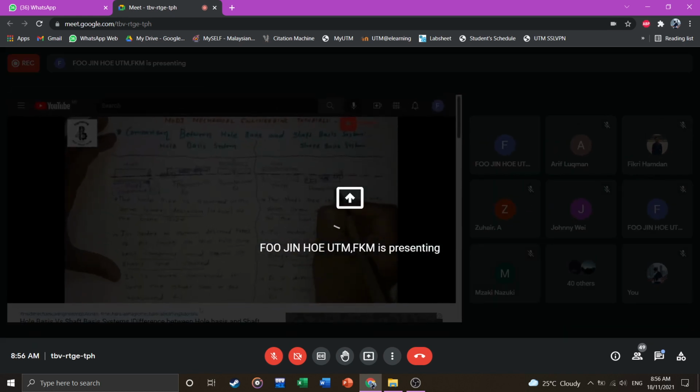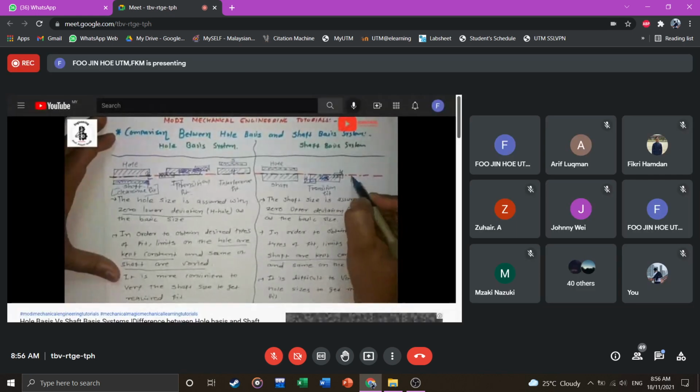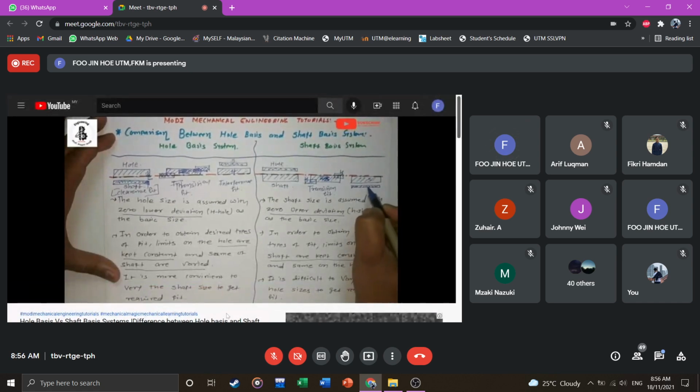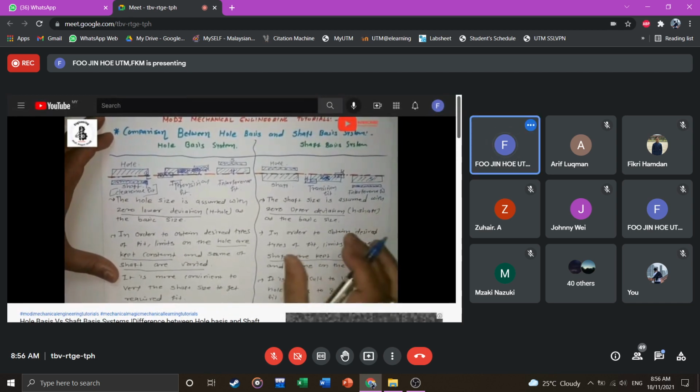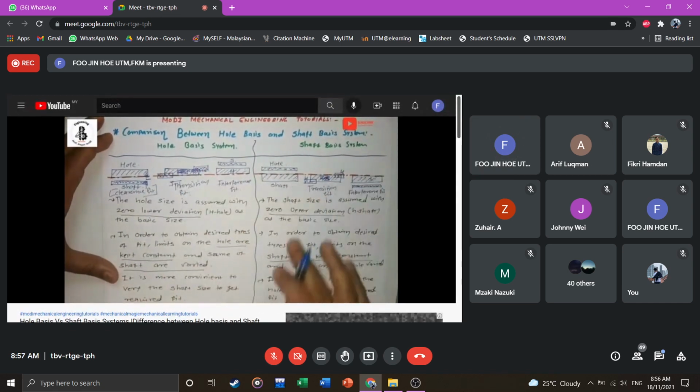Position fit. And for the third one, once again, the shaft will be kept constant. And if you find the hole below the shaft, that will always make an interference fit. So these are the basic differences between the hole basis and shaft basis systems.